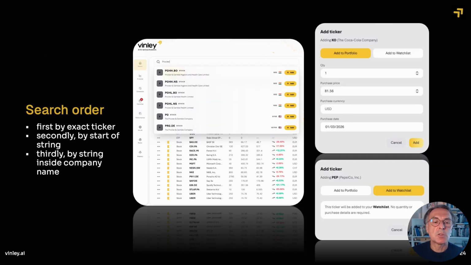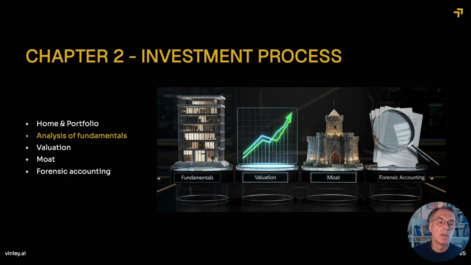So this is to explain to you how to first of all populate your portfolio and/or watch list. For the time being, ETF and stocks; crypto assets will come very, very soon in Vinley 1.2.